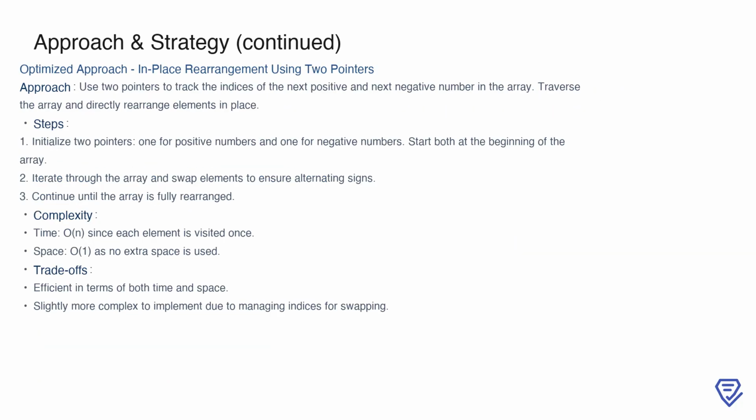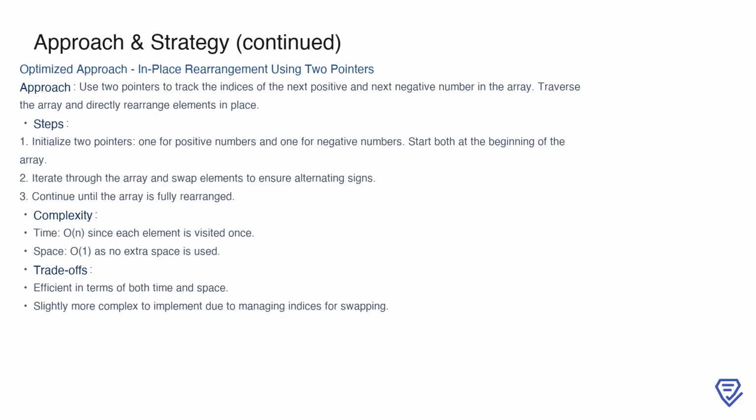Another way to solve this problem is through in-place rearrangement using two pointers. This approach eliminates the need for extra storage by directly rearranging elements within the input array. To achieve this, we use two pointers, one to track the next positive number and the other for the next negative number. Starting from the beginning of the array, we traverse it and rearrange elements such that positive and negative numbers alternate.